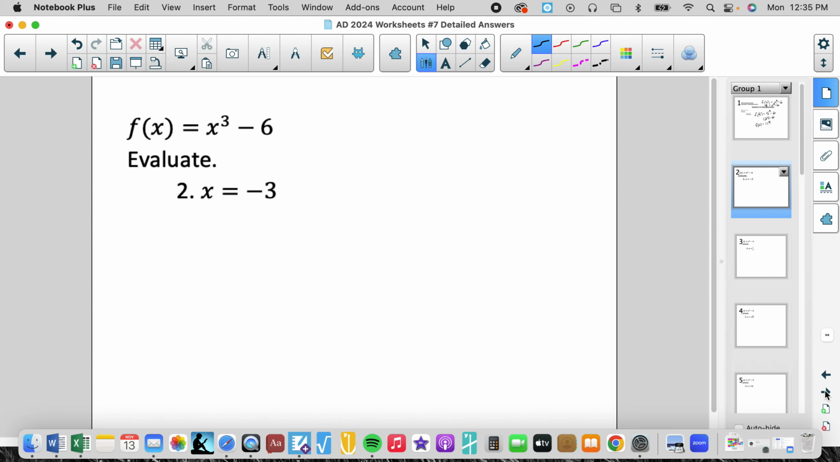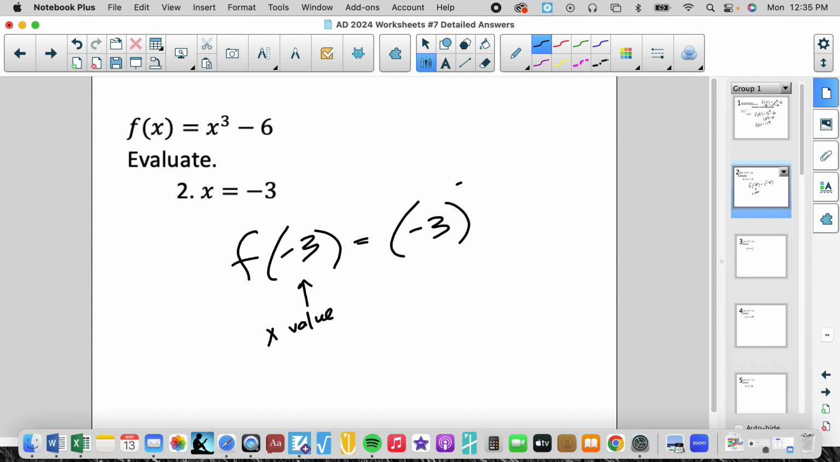Number 2, x is a negative. So when we plug in -3, the nice thing about writing in this fashion is we know what our x value is. So we know what we're plugging in. So we would have to write -3 cubed minus 6. We would need to write that with parentheses.